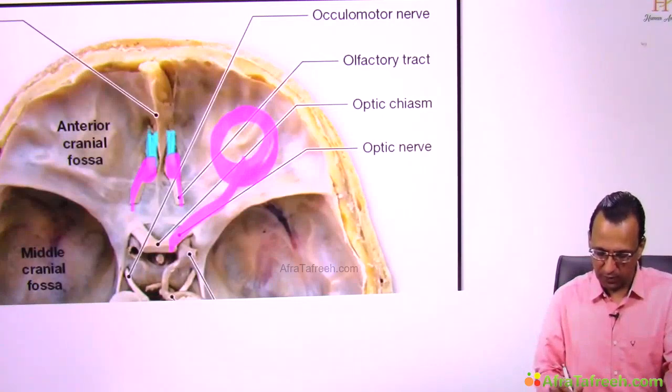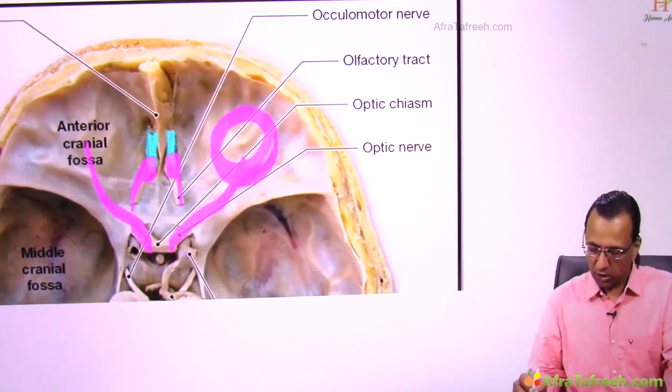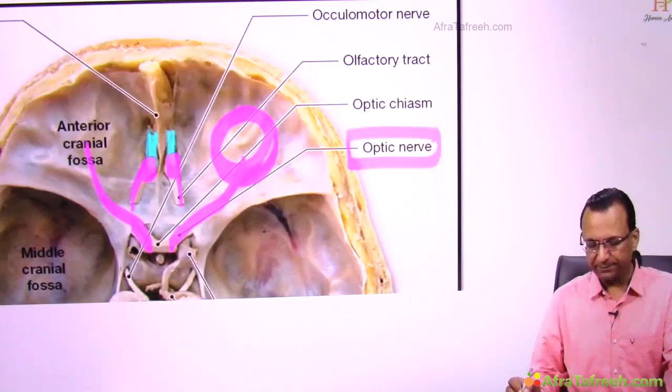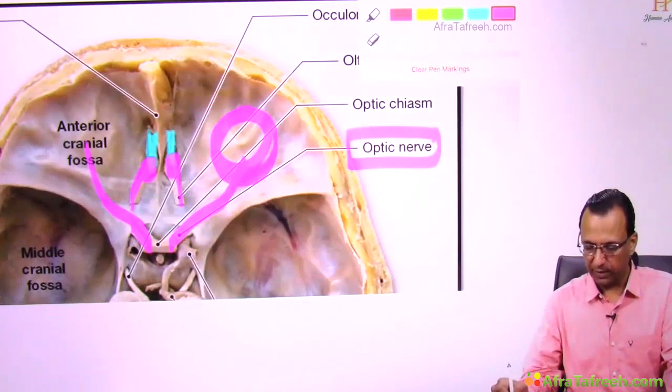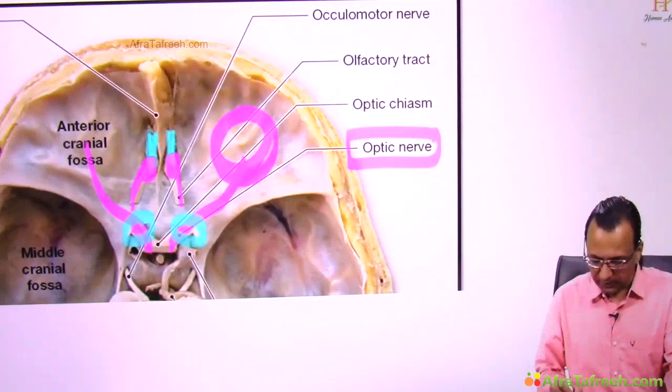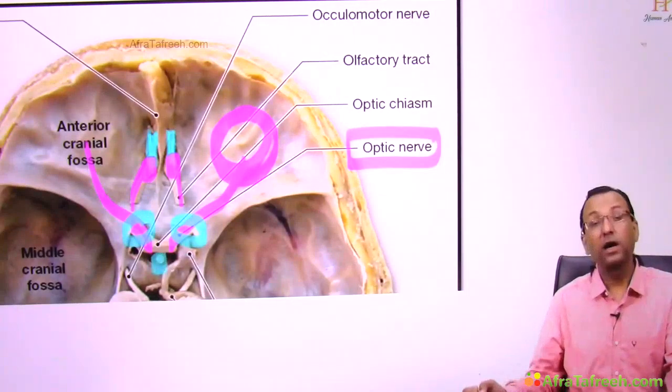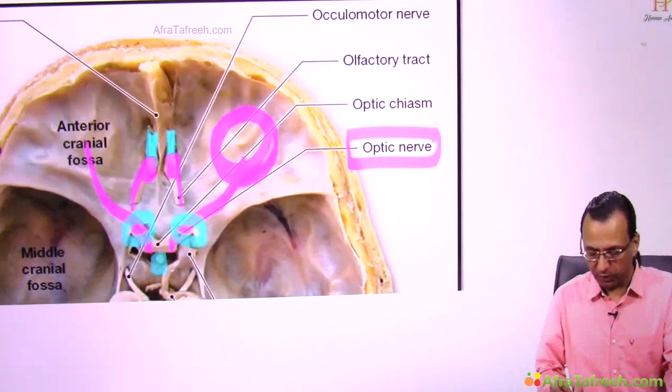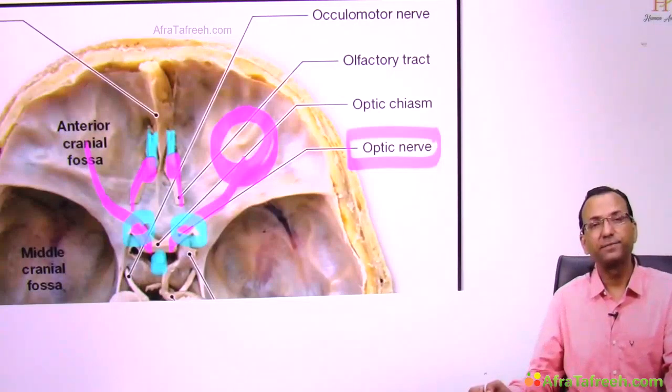Of course, this nerve coming from the eyeball is the optic nerve, passing through the optic canal in the lesser wing of the sphenoid. What is this? This is the pituitary gland in the sella turcica in the midline.